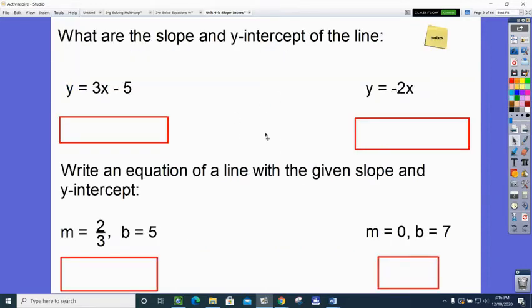So first of all, you're going to notice these are kind of scattered around because when you come into class, I'm going to do a couple. We're going to do a reteach, make sure everybody's good. So the first thing I want you to do is just to look at these and tell me in each case, what is the slope and what is the y-intercept?